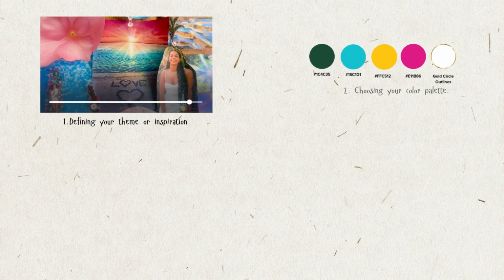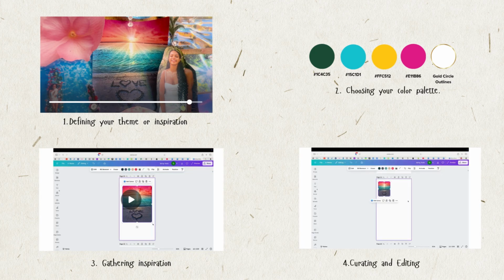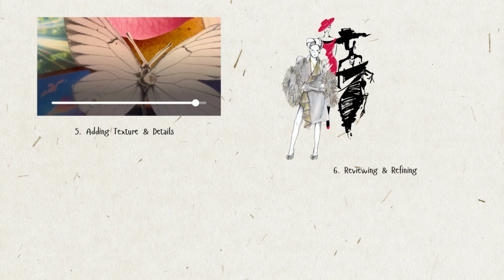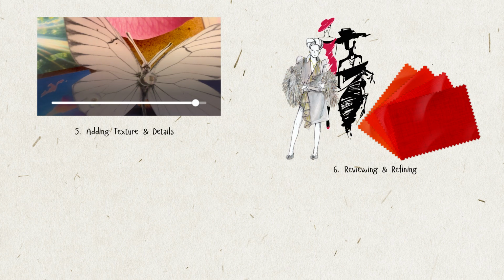We'll start with defining your theme or inspiration and choosing your color palette. Then get into creating the board by gathering inspiration, curating, and editing the images. We'll add final touches like textures and details to make your vision come to life. Then we will review and refine our board to make sure we have a cohesive look that defines the image, look, and feel we want to convey. Now let's begin.